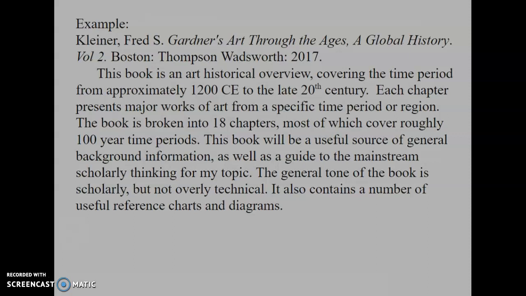Underneath that, we have a paragraph of information describing the text, and it's doing this two-part summary and evaluation that I mentioned on the previous slide. So if we look at the first couple of sentences, the book is an art historical overview covering the time period from approximately 1200 CE to the late 20th century. Each chapter presents major works of art from a specific time period or region. The book is broken into 18 chapters, most of which cover roughly 100-year time periods. So I've got 3 sentences of summary there that tells me what is in this book, what kinds of topics does it cover, what kind of time period does it cover.